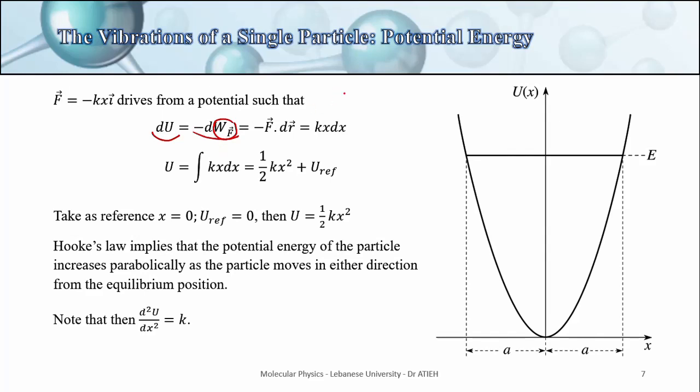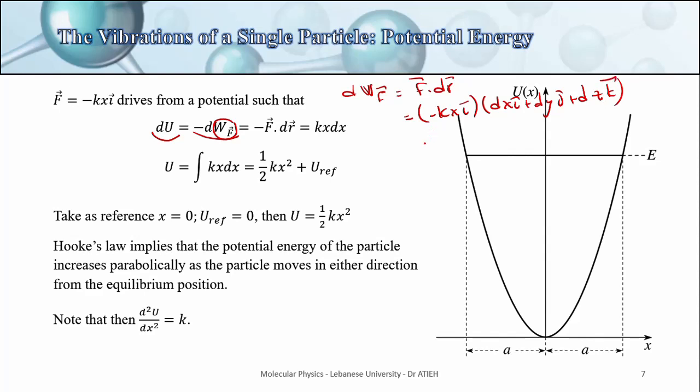dW of F is simply F dot dr. We substitute F by its value: F will be equal to minus kx i. We substitute dr by its value: it's dx i plus dy j plus dz k.